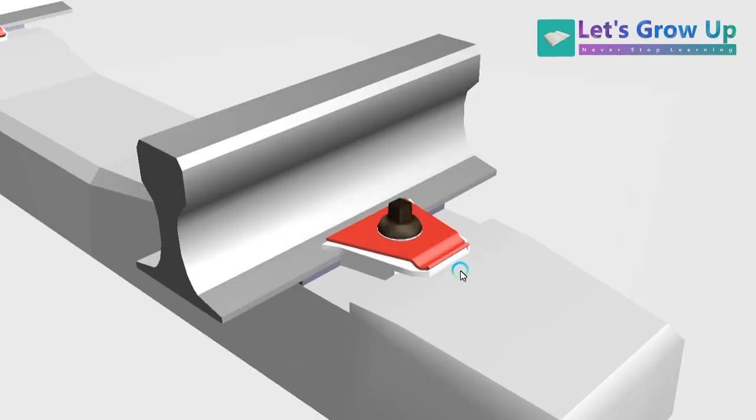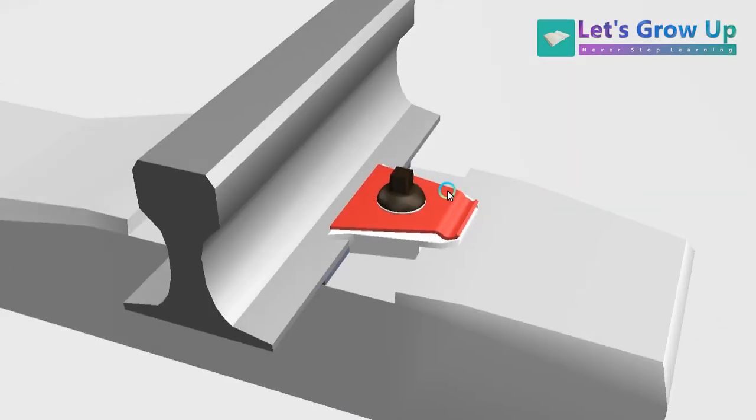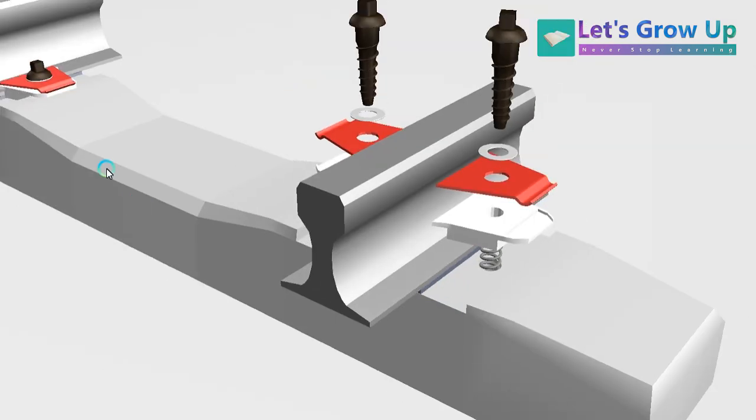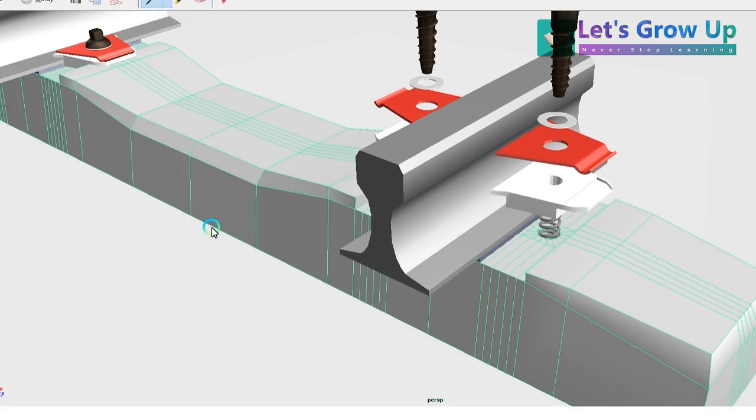So our next one is the Nabla clip. Friends, here you can see the Nabla clip. The Nabla clip is much more famous in African countries. Okay, so let's see its parts. This is the concrete sleeper. Okay, this one is the sleeper, we know it.